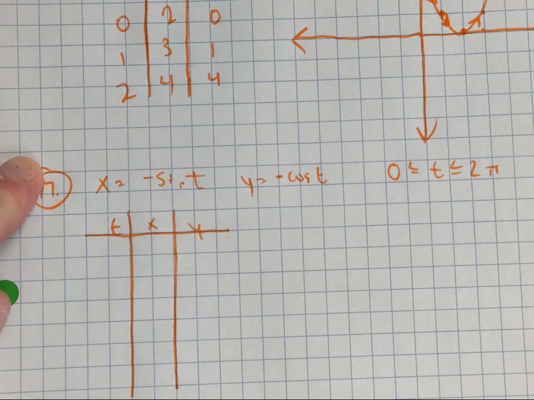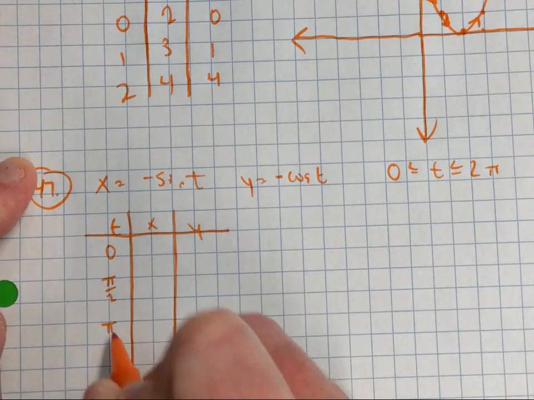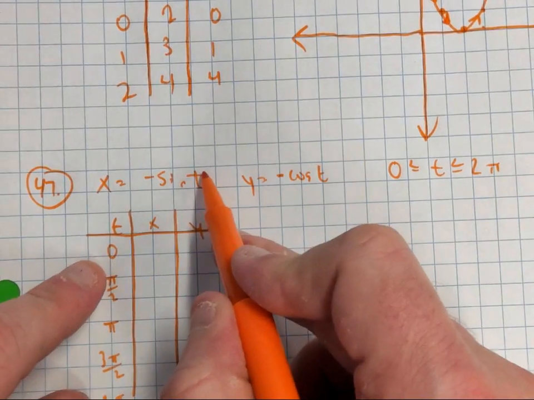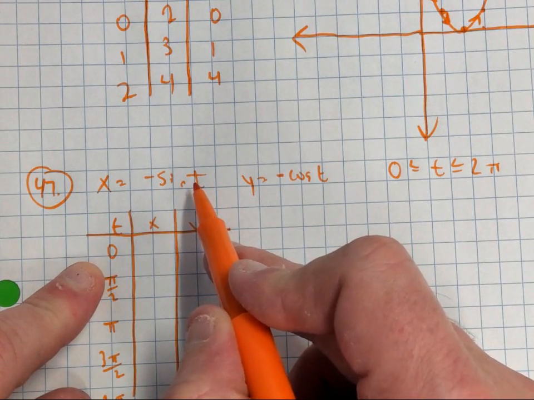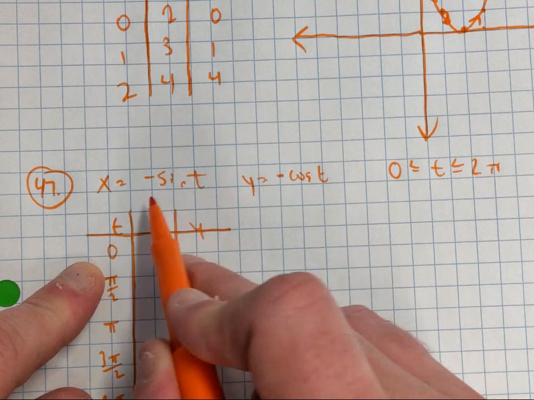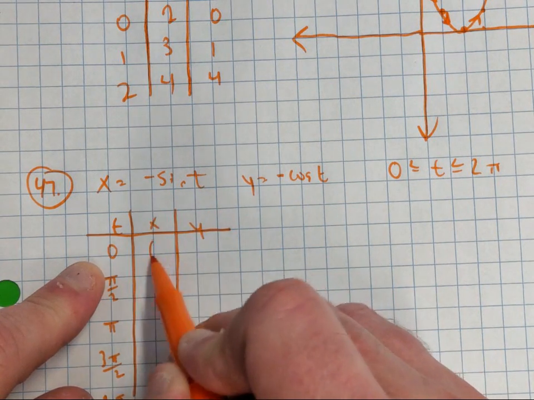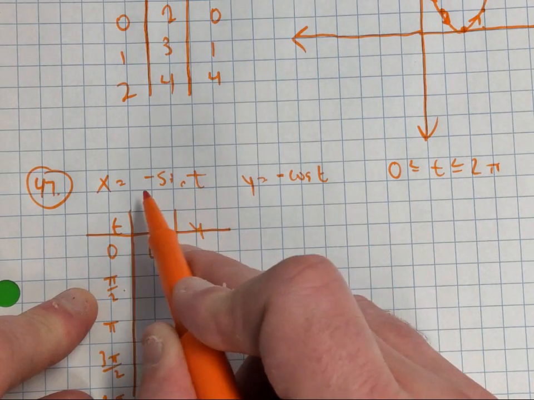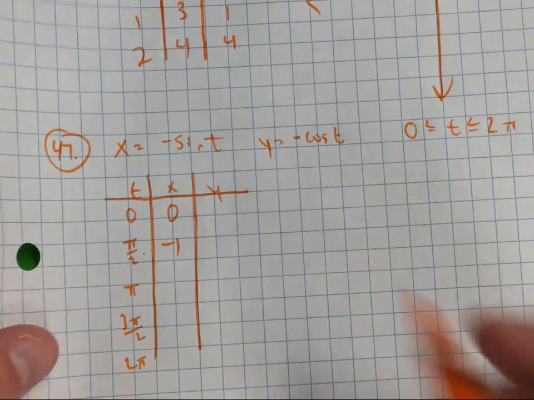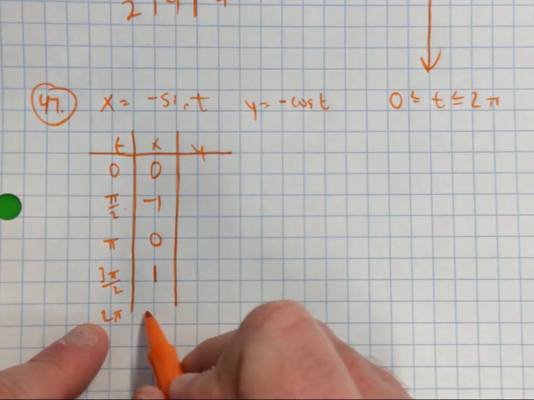All right. Now, major points. We have 0, pi over 2, pi, 3 pi over 2, and 2 pi. Okay, now I'm going to plug this in the x equation. Sine of 0 is what, class? 0. Sine of pi over 2 is 1, but since there's a negative, it's going to be negative 1. Sine of pi? 0. Very good. Sine of 3 pi over 2 is negative 1. That negative makes it a positive 1. And sine of 2 pi.